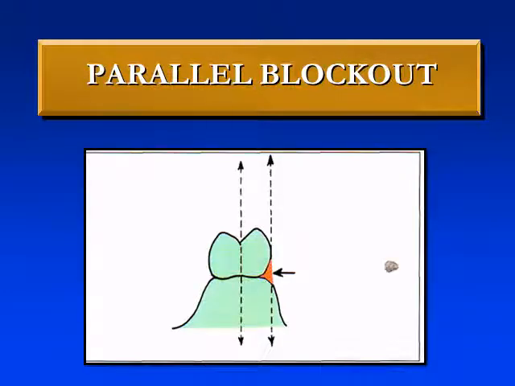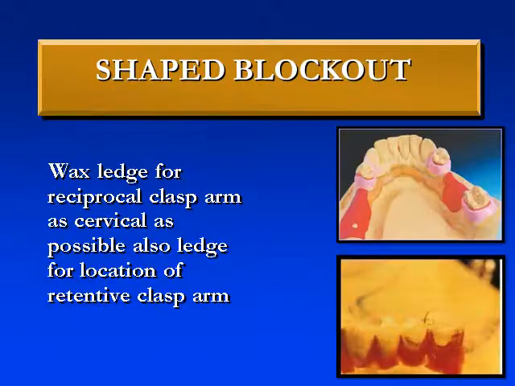As we see here, this arrow represents the path of placement of the removable partial denture. So by using this orange color blockout material, we made the surface parallel to the path of placement, so there will be no interference with the placement and removal of the metal framework of the removable partial denture.